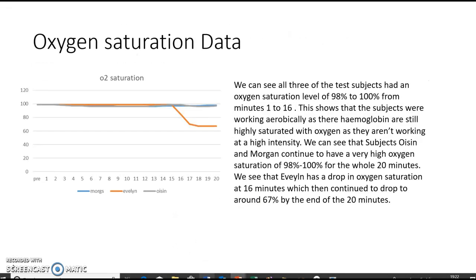Oxygen saturation: we can see all 3 test subjects had an oxygen saturation level of 98 to 100% in minutes 1 to 16. This shows that the subjects were working aerobically as they had high hemoglobin saturation. You can see that Morgan and Asheen continue to work in this range for the whole 20 minutes. However, Evelyn has a drop in oxygen saturation at minute 16 to around 67% by the end of the 20 minutes.